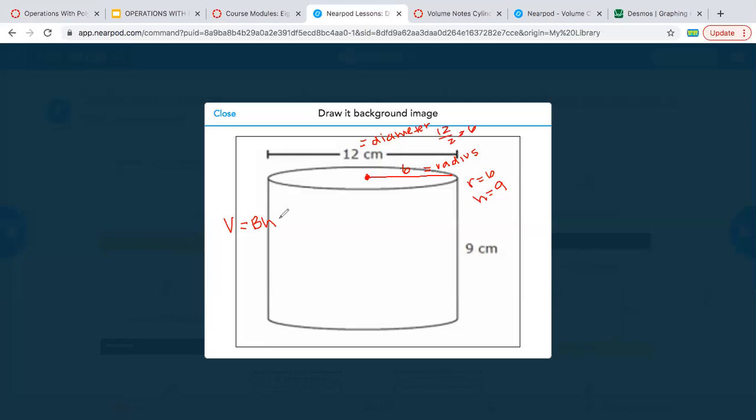This is the answer, 169.6. That's not what I got. What did you do? I did 5. And the radius is 6. And the height is. Oh, you forgot to square the radius. Oh. So yeah, V equals pi r squared times height. So that's why. So pi times 6 squared times height.